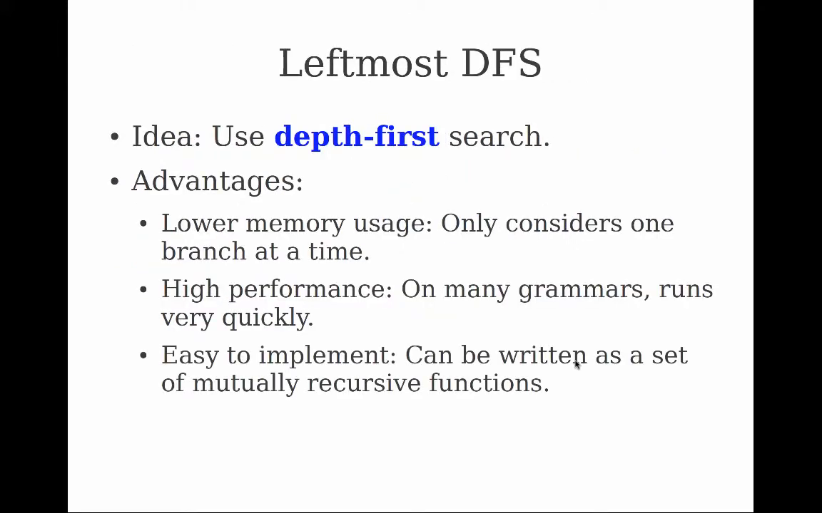Well, let's begin with an algorithm called leftmost depth-first search. The idea here is to use depth-first search, and the advantage of doing so is that it has very low memory usage. It only considers one branch at a time, and consequently on many grammars it runs very quickly. It's easy to implement. It can be written as a set of mutually recursive functions. And if you took 3011 from me, you saw this in action when we wrote a little parser using mutually recursive functions. It's called recursive descent parsing.